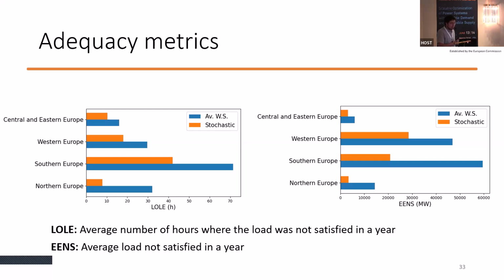The message behind this slide is that if you go for some approximated techniques, such as the average wait-and-see solution, then maybe you are going to lose quite a lot of information in terms of adequacy. The way not to interpret this slide is to say, oh, the stochastic solution is better because it has less LOLE or less ENS. The relevant message is that if you use an approximated strategy, you are going to lose some information in terms of adequacy.